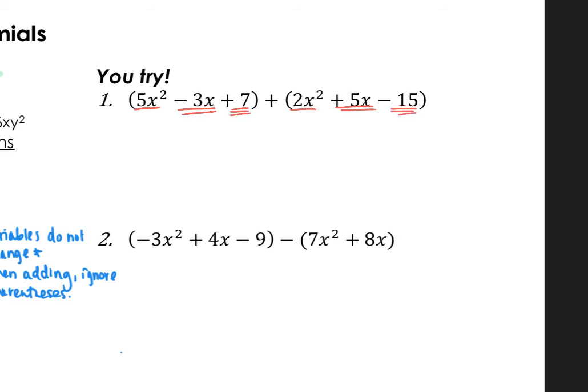All right, so then combining like terms, I have 5 and 2, that's 7x squared. Negative 3x and positive 5x, that's positive 2x. And then a 7 and a negative 15 gives me negative 8.